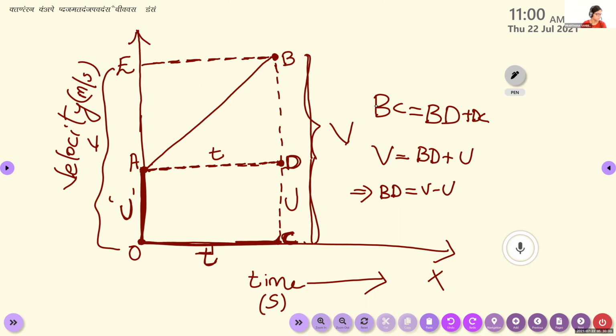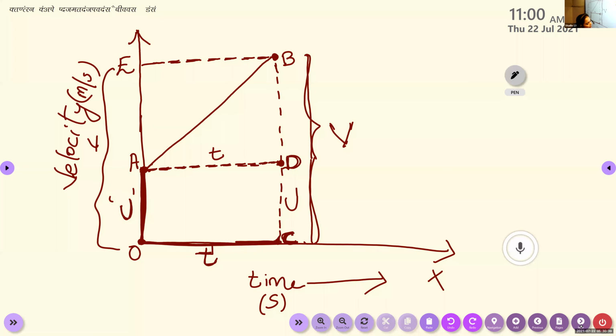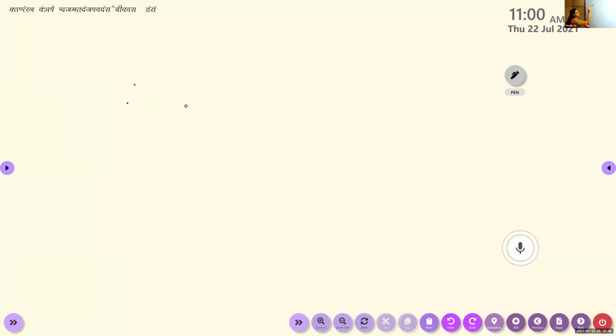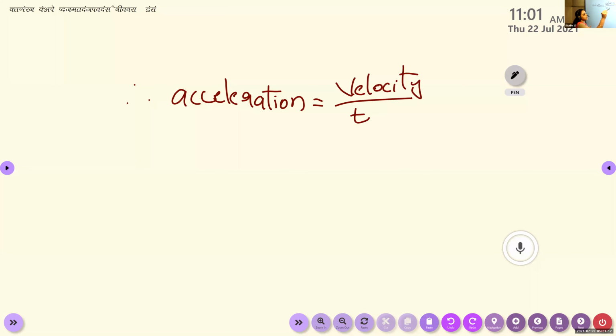Okay. So now we can calculate the acceleration. All of you write the next step. Then acceleration is given by, here we get BD is equal to V minus U. Therefore, acceleration of the object is given by... What is the equation for calculating acceleration? What is acceleration? Already discussed in our previous class. Rate of change of velocity. Yes, it is the rate of change of velocity, or we can write velocity divided by time. Velocity divided by time is known as the acceleration, right?